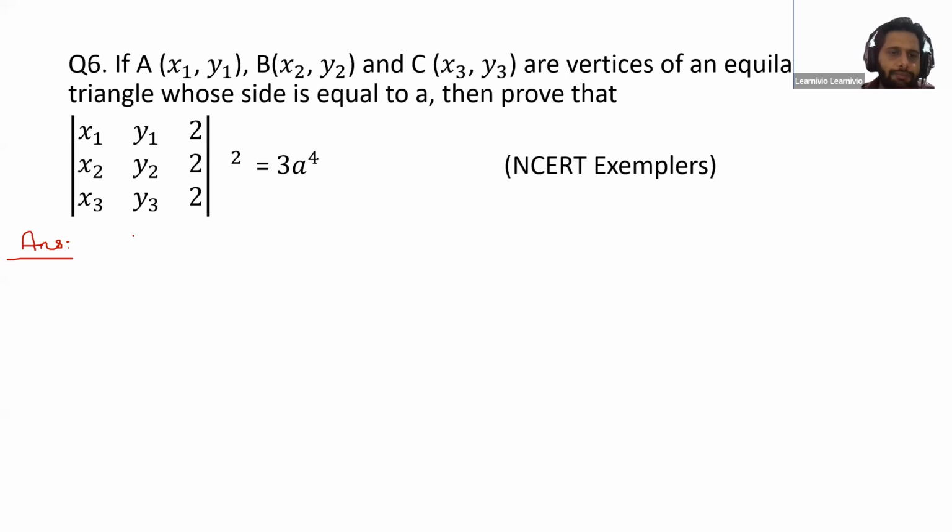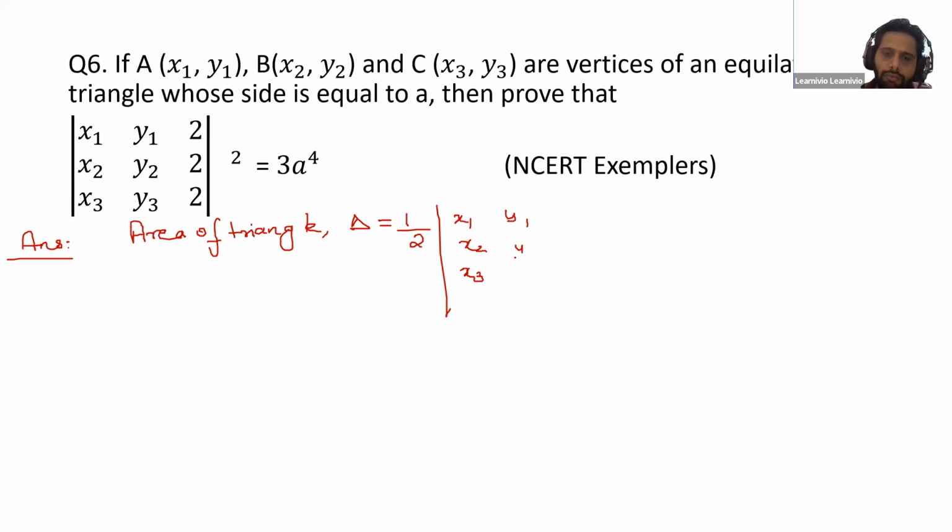Everyone knows that the area of a triangle, which we will represent by del, is equal to 1 by 2 times the determinant with rows x1, x2, x3; y1, y2, y3; and 1, 1, 1. This is the formula for the area of the triangle.